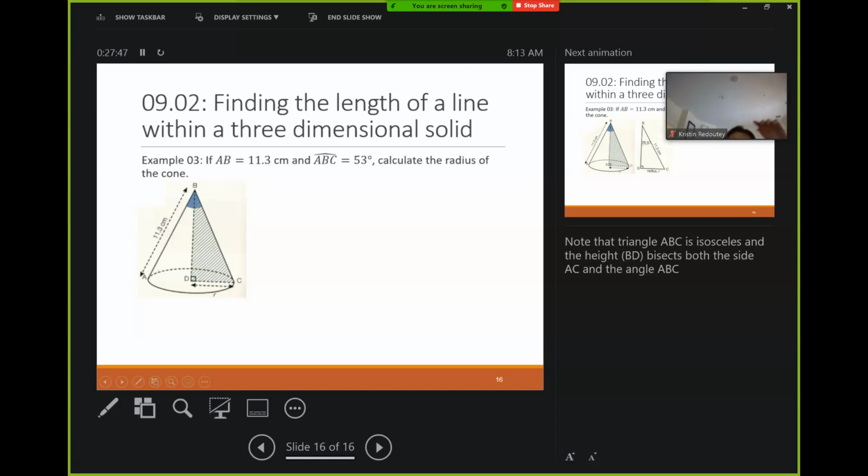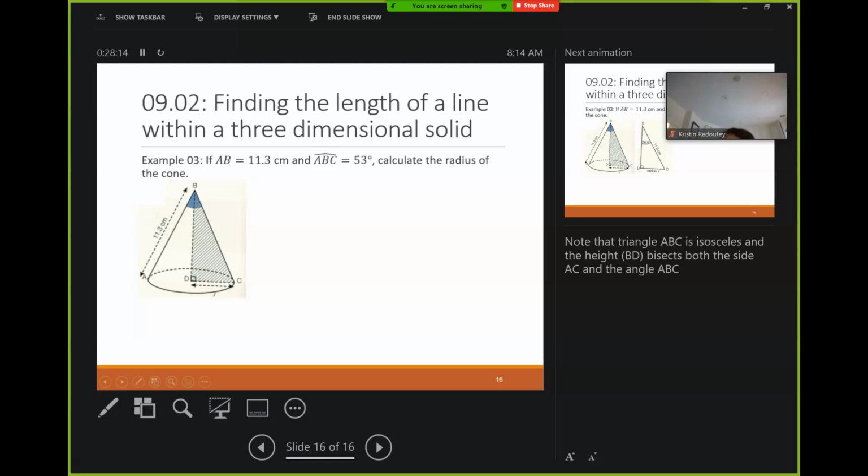all right. I think we have one more example here. This is our last one. So let's say that we have this cone where the edge length of our cone is 11.3. And the apex angle of our cone is 53, so we're talking about this angle up here. And we want to calculate the radius of the cone.